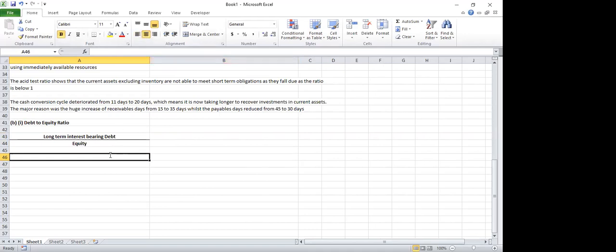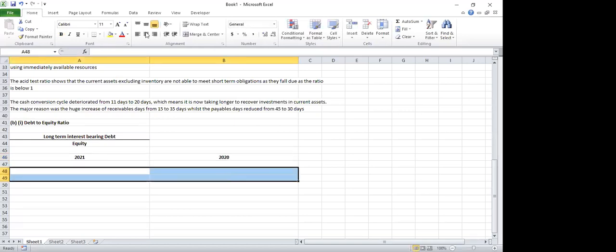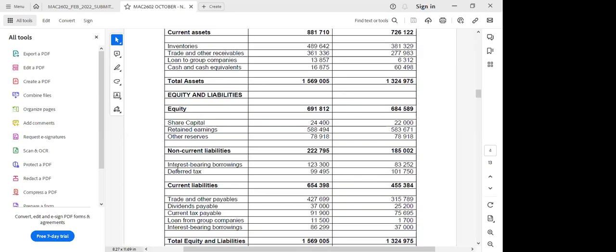So leave 2021, sorry, 2020. Note that we are saying long-term interest-bearing debt. So it's a long-term loan and debentures, such things. So you go on the liabilities, non-current. If you can see the interest-bearing borrowings are these ones. That's the long-term debt, interest-bearing debt. Over our equity is this one here, which is given here.